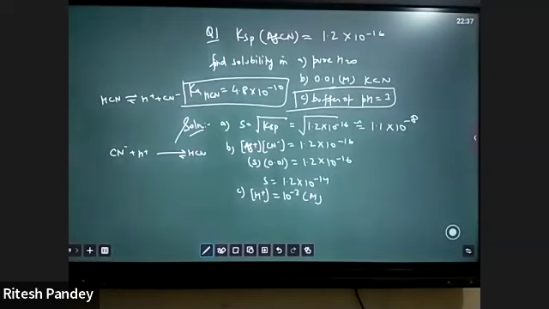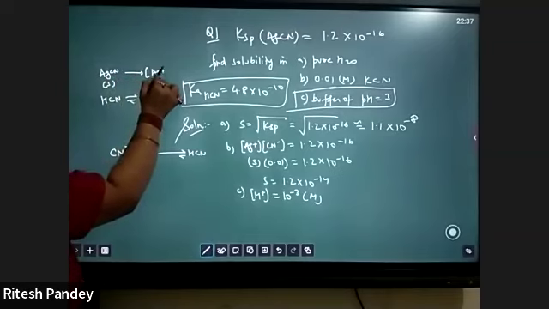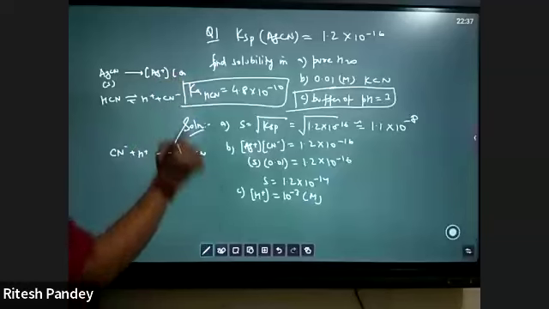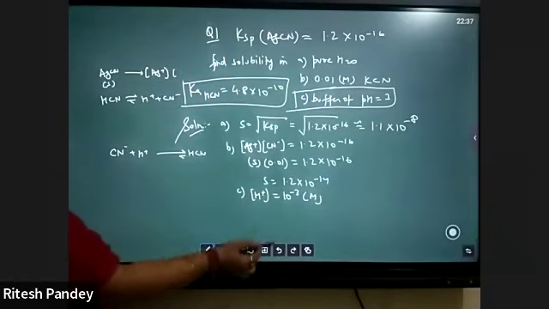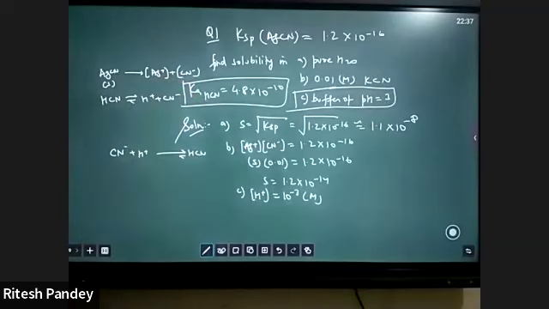Now, where is CN minus coming from? CN minus is coming from AgCN. Now, AgCN, which is in the solid form, gives you Ag plus and CN minus. I'm going to use this ionic form, so I'm writing this deliberately in ionic form.